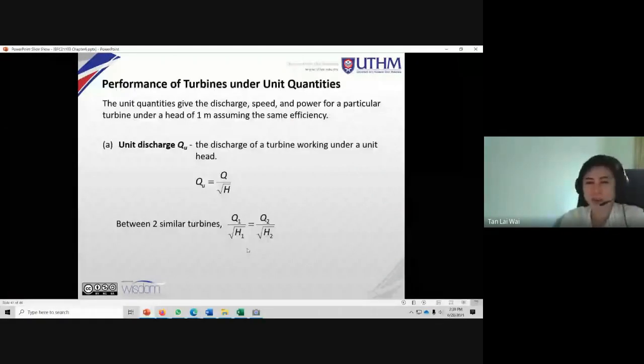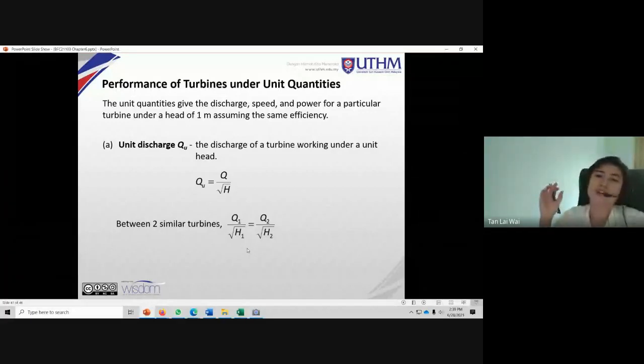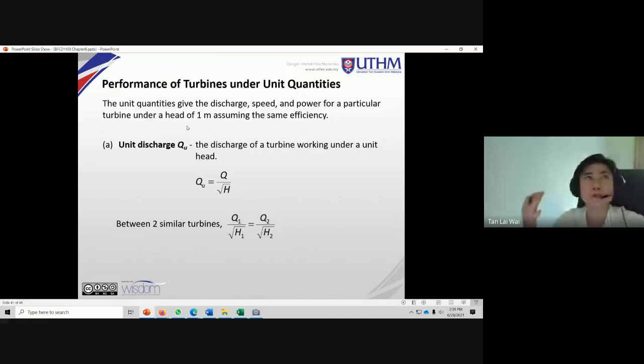The final topic that we are going to look at is the performance of turbine under unit quantities. This topic is about finding the discharge, speed and power for a particular turbine or even pump, assuming same efficiency under a head of 1 meter. When we talk about finding performance under a unit head, you can use this similarity.